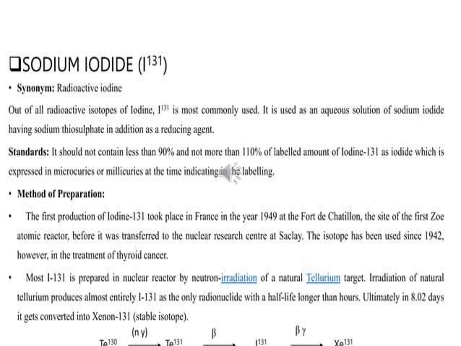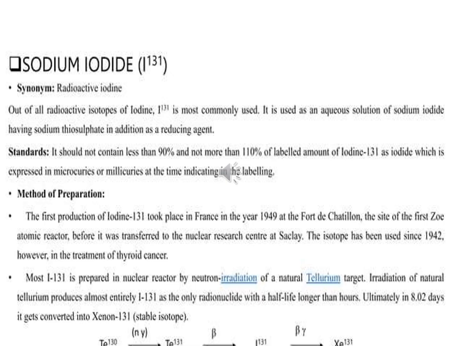Method of preparation: the first production of iodine I-131 took place in France in the year 1949 at the Fort de Châtillon, the site of the first Zoé atomic reactor, before it was transferred to the Nuclear Research Center at Saclay. The isotope has been used since 1942.